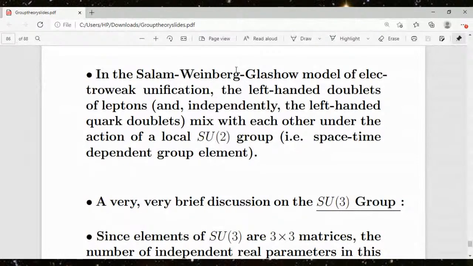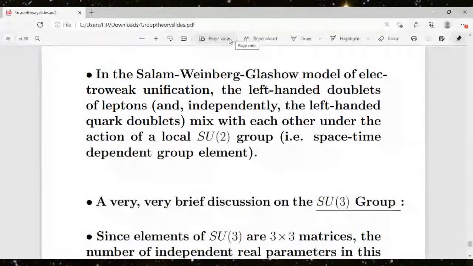And the electromagnetic interaction transforms under the space-time dependent U1 group, the so-called gauge symmetry of Maxwell's equation. Here also, the SU2 group, it is a space-time dependent SU2 group, which is the symmetry for the left-handed doublets, both for the leptonic sector as well as the quark sector.